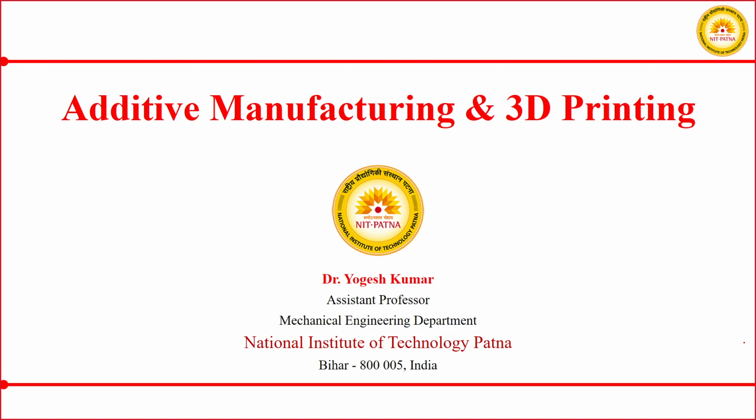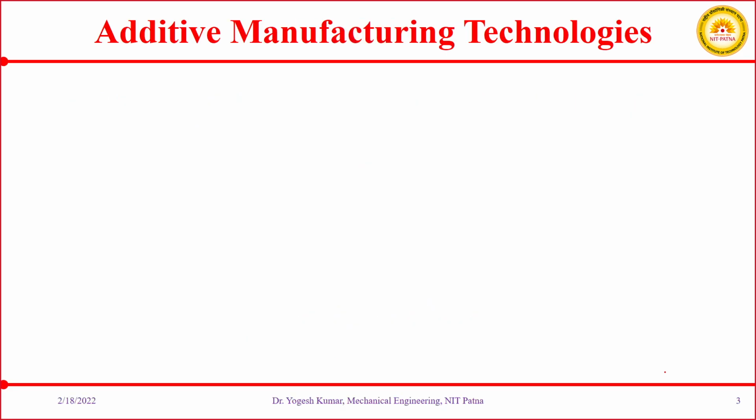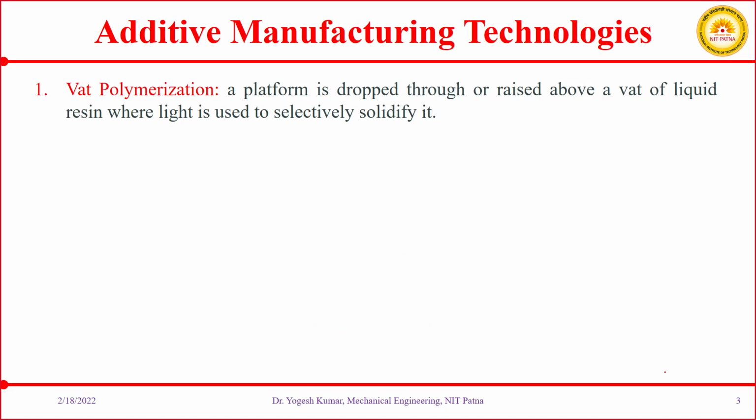We are going to start module 2, and in module 2 the topic is 3D printing processes, basically related to wet polymerization processes. Okay, wet polymerization process. So in module 2 we will be talking about wet polymerization processes.